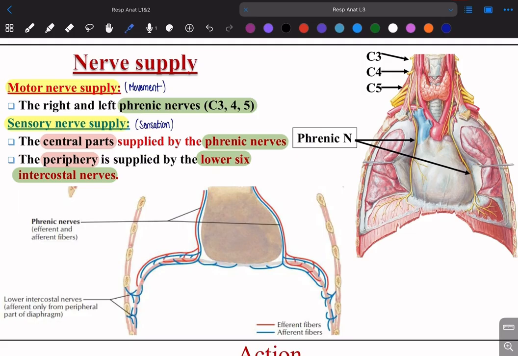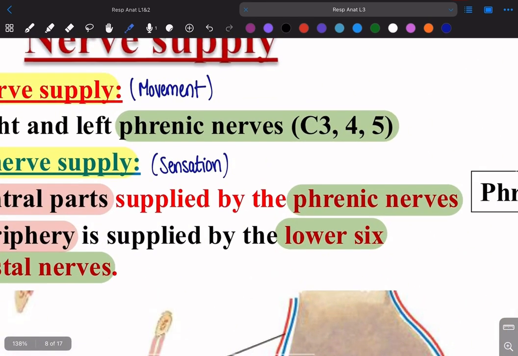One more thing we need to remember is that the phrenic nerve is C3, 4, and 5. How do we remember this? Phrenic, let's remember, phrenic and friends. Phrenic for friends, and phrenic ends with C, right? So remember C, then we write who the friends are. The friends are 3, 4, and 5. So phrenic, C, 3, 4, and 5.